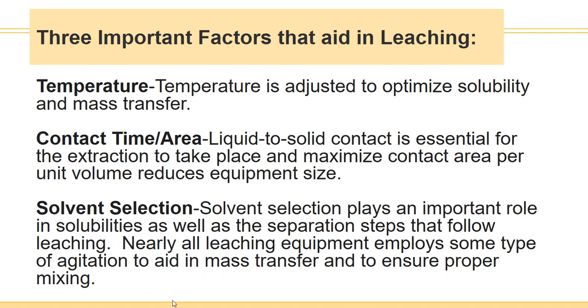If your particular solvent does not selectively dissolve only your solute but may carry with it other constituents of your solid matrix, there is a need for you to employ other extraction processes. That way, only at the last part of the process, you can get hold of that particular constituent or solute that you are interested in. Nearly all equipment employs some type of agitation to increase and aid in mass transfer, and to ensure proper mixing. So these are the three important factors that aid in leaching from our CHE resources.